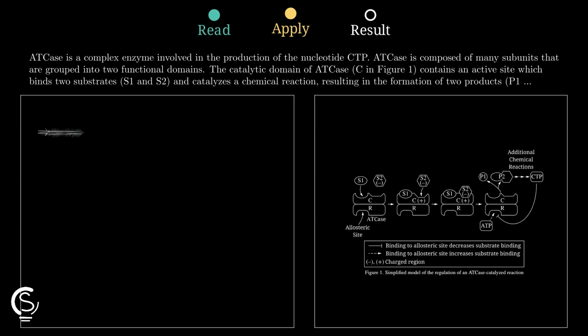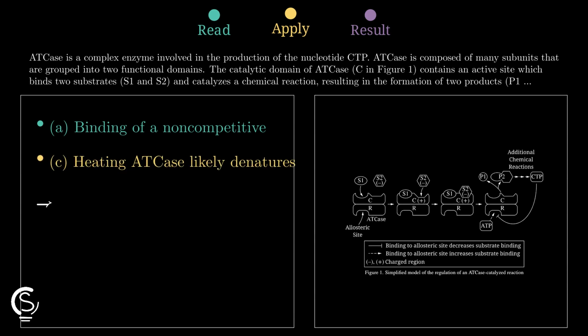Between the enzyme and S2 increases the probability of S2 binding. Part C: heating ATKs likely denatures the regulatory R domain or disrupts the physical connection between the domains. To represent this, the model should be modified to show the C and R domain separated or the R domain shape significantly distorted, while the C domain maintains its functional active site.